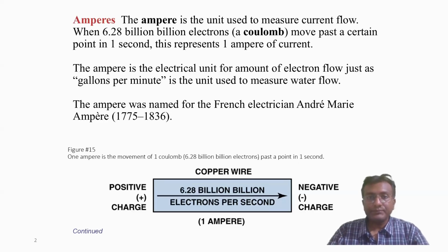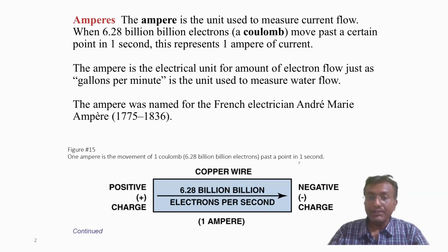Amperes. The ampere is the unit used to measure current flow. When 6.28 billion electrons, also known as coulomb, move past a certain point in 1 second, this represents 1 ampere of current. The ampere is the electrical unit for the amount of electron flow, similar to how gallons per minute is used to measure water flow.